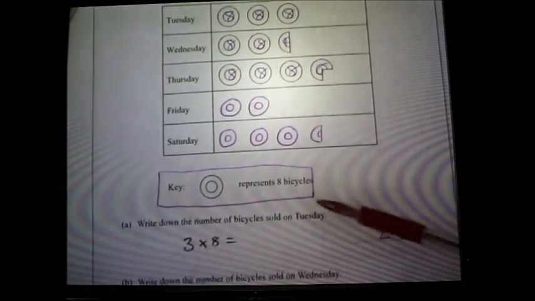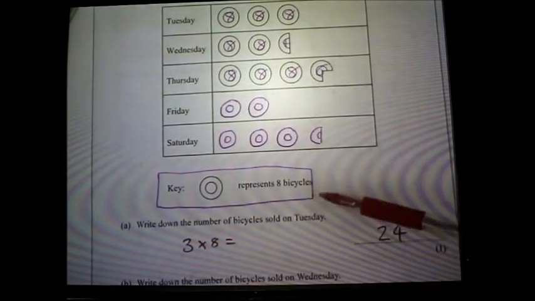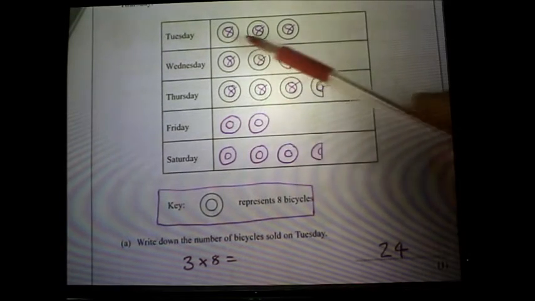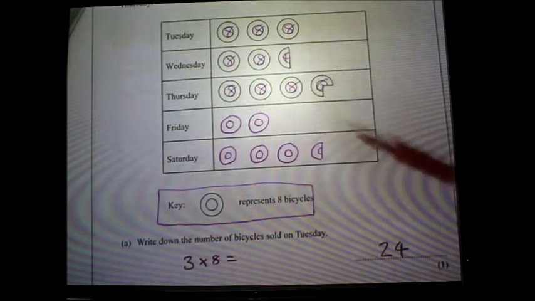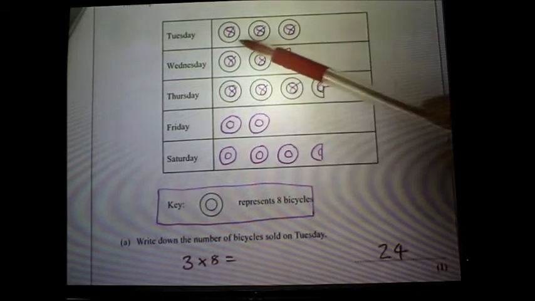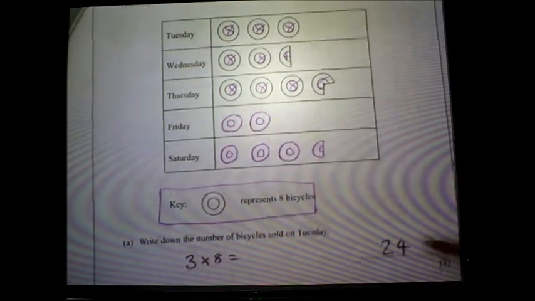Question number 4, pictogram. The key is the important bit here. Those little wheel things represent 8 bicycles. I've written in some of them: 8, 8, 8, 8, 8. That's 4 because it's a half. That's 6 because it's 3/4. So Tuesday, there's 3 of them, 8, 8, 8, or 3 8s is 24.